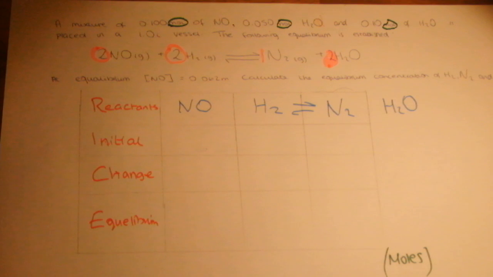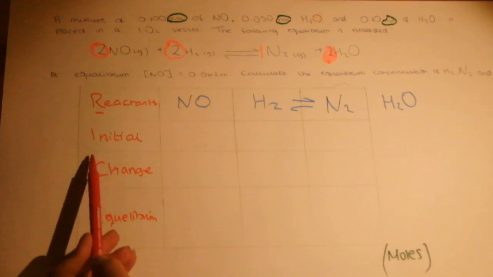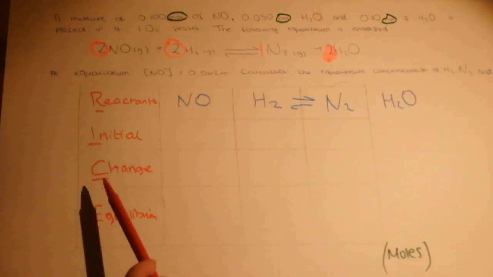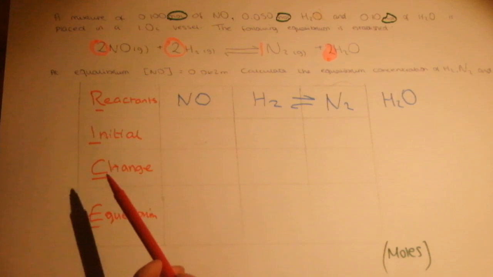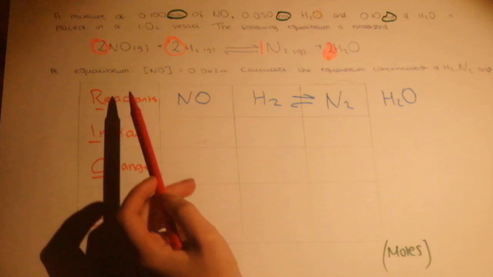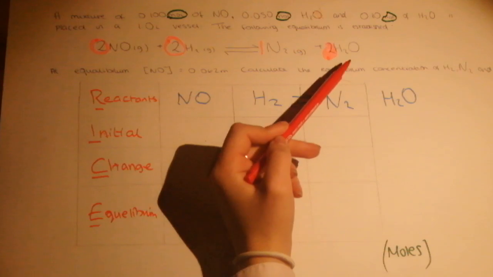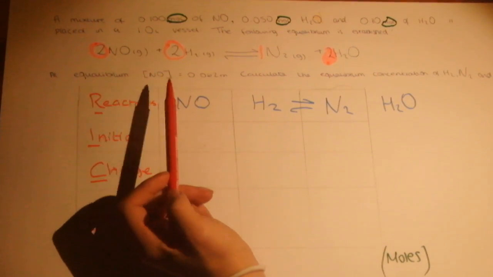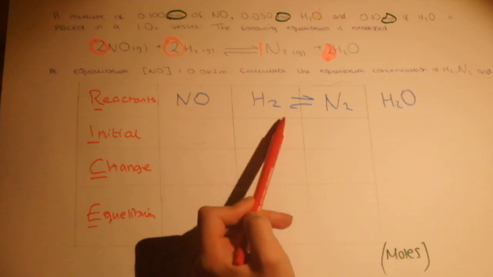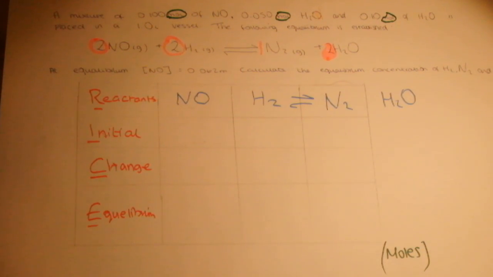So we draw out, or you can just write out a R.I.C.E table. A R.I.C.E table, as you can see here, the R, I, C and E stands for reactants, the initial, the change and the equilibrium. And then we write out, firstly, the equation. So that's the NO in here, the H2 here, the N2 here and the H2O there. I always like to put the equilibrium sign so I know which are my reactants, which are these two, and which are my products.